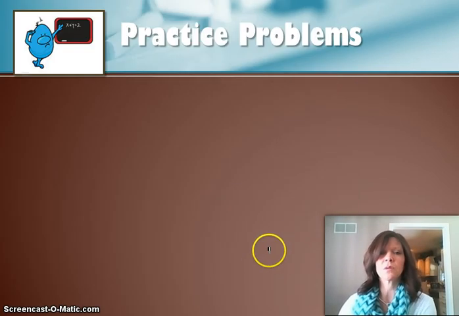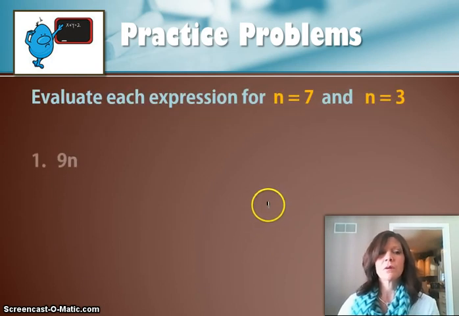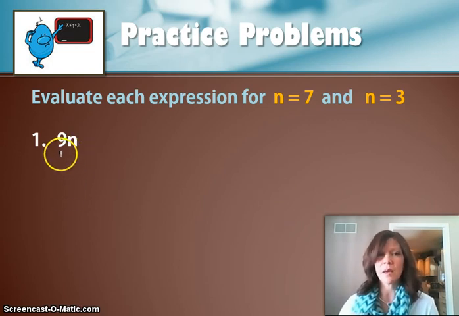All right, let's go on and do some more. All right, we're going to solve for 9n. Now remember, we did this in the last lesson. When you have a number next to a variable and there's nothing in between, that means to multiply.